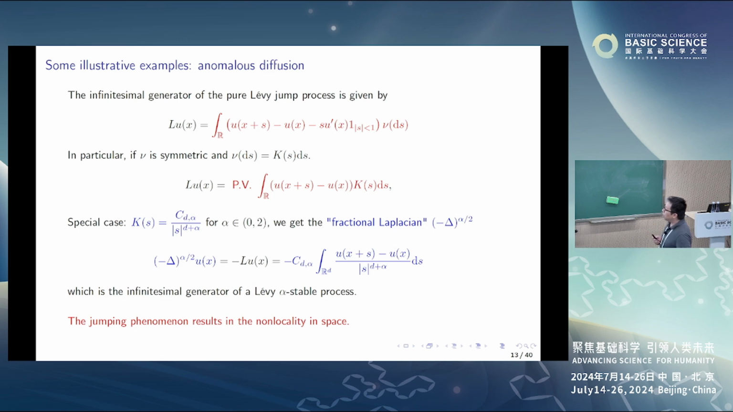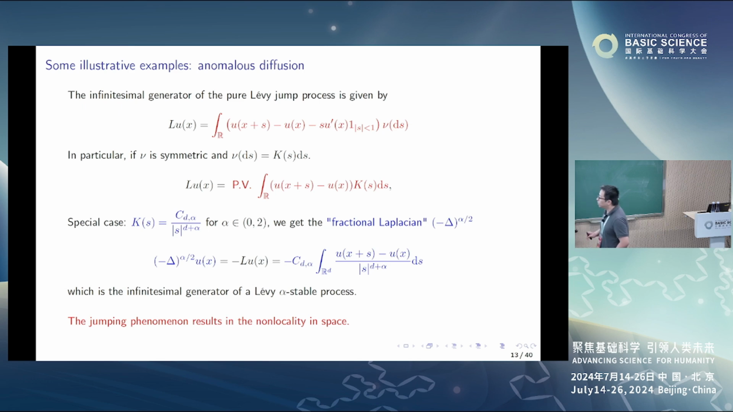Okay, if mu is symmetric and satisfies this specific form, then you can write this operator as an integral with a kernel function k of x. A special case is when k of s satisfies this power law, then we will get the fractional Laplacian defined in this way, right? This is a very popular model when we describe the superdiffusion phenomenon.